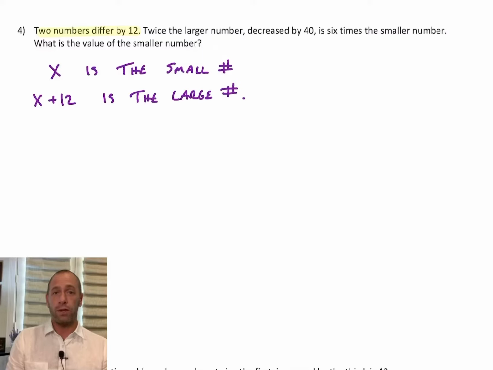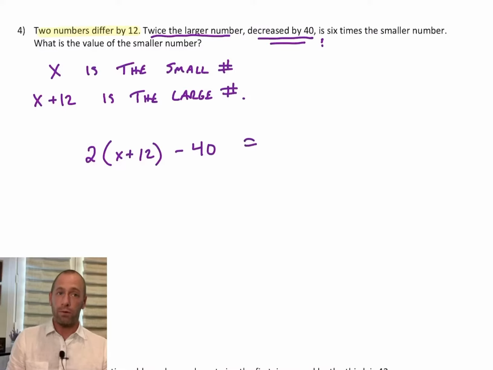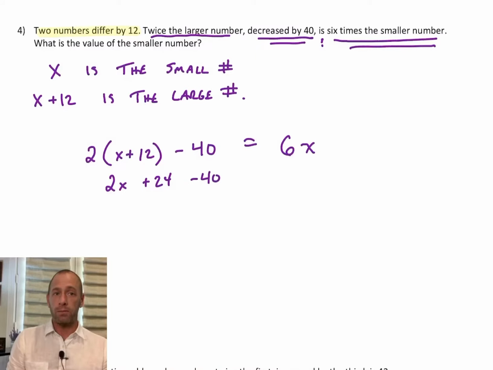Now we've defined what our 2 numbers are represented by. Now we can look at the rest of the sentence and figure out the equation that matches this scenario. Twice the larger number, so 2 times x plus 12, decreased by 40, so we're going to take that quantity and subtract 40, is, it's another word for equal, 6 times the smaller number. We define the smaller number as x. Now that we've set it up, we can solve. We're going to distribute, combine our like terms, and then use inverse operations to get all of the x's on one side and constants on the other.